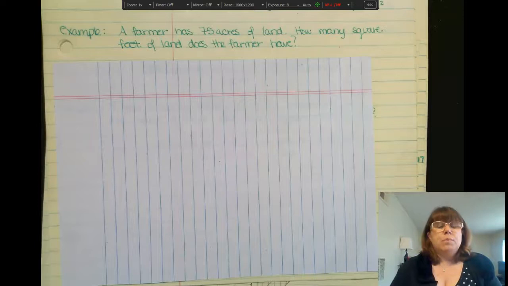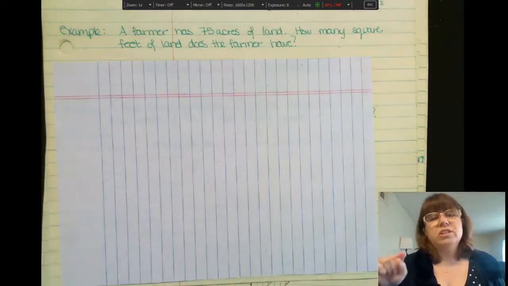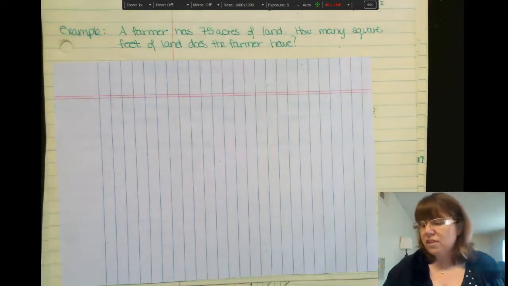Let's try another example. A farmer has 75 acres of land. How many square feet of land does the farmer have? So we need to convert from acres to feet.